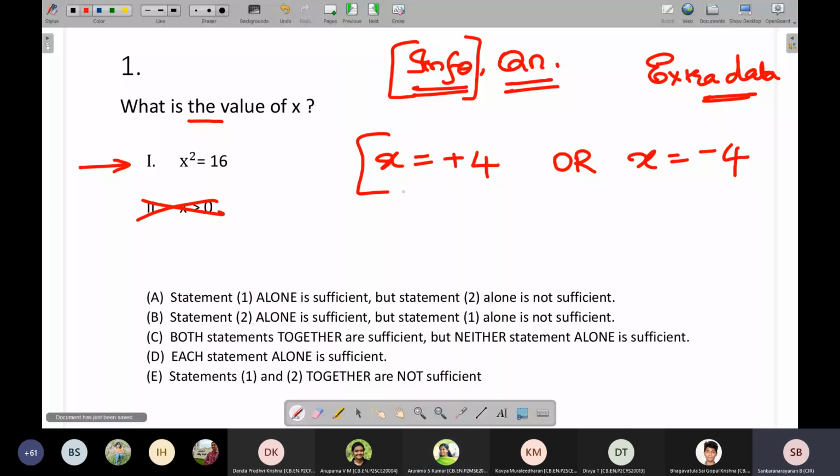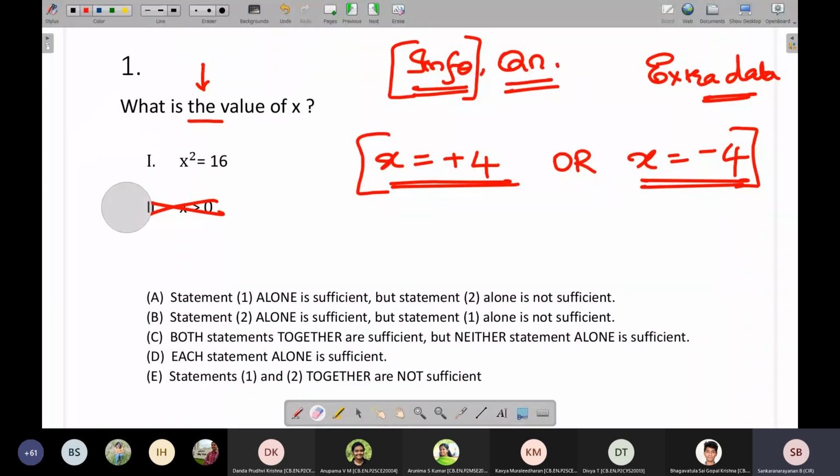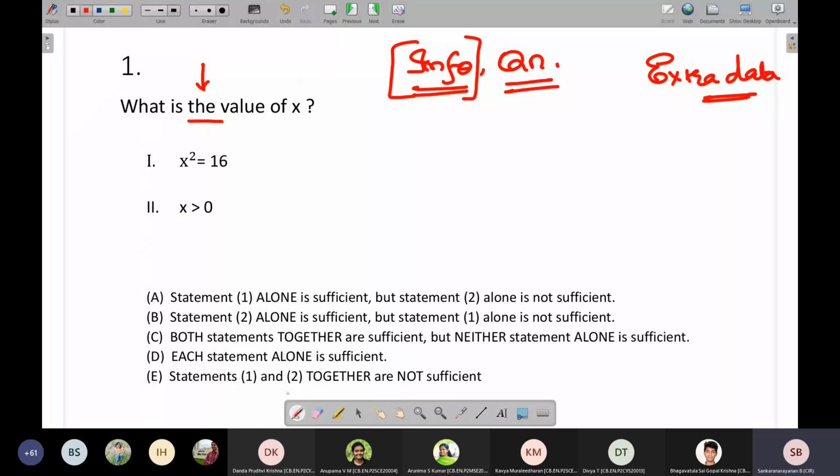No, we cannot answer the question because when I am analyzing statement 1 alone, I am getting two possible values for x. But in the question, it is said what is the value of x. I am not in a position to answer the question. Okay, so I will say that statement 1 alone is not sufficient enough to answer the question.